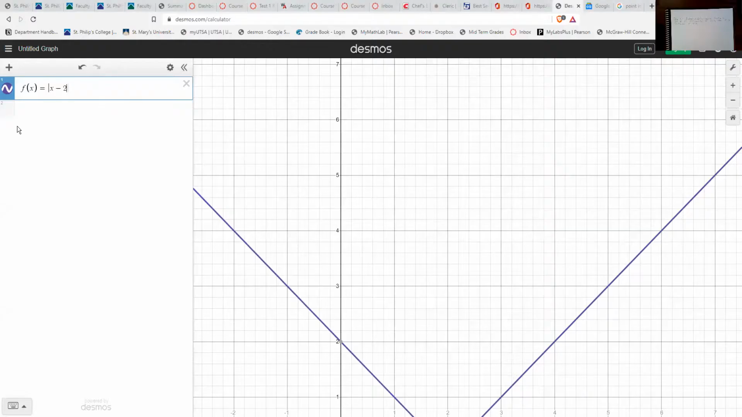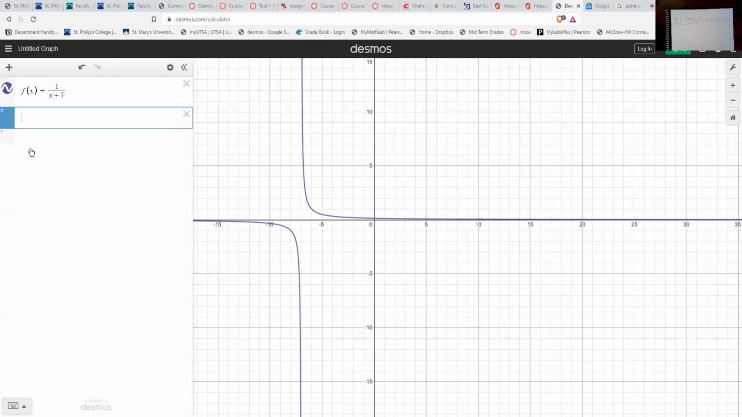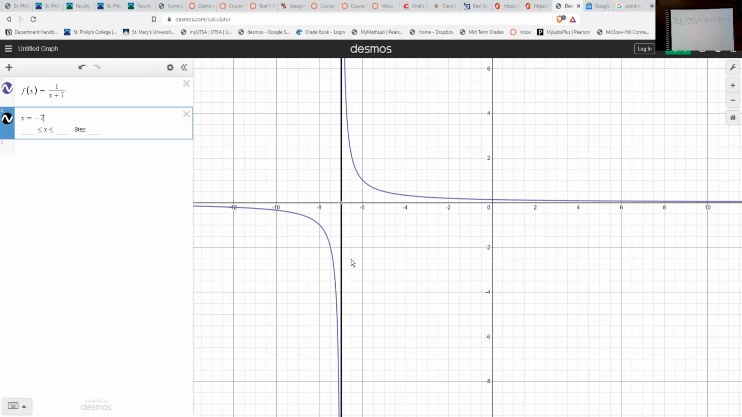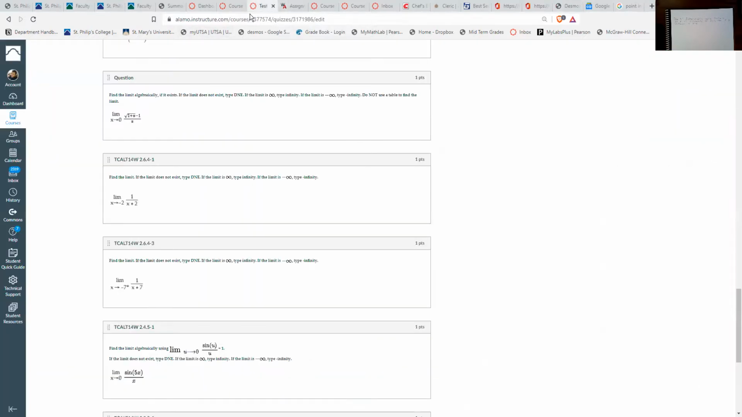Okay, so it was 1 over x plus 7, right? Yes. Okay, so I'm going to mark x equals -7, so it's more obvious to everybody. So that's the asymptote, right? The limit from the right is going to infinity, and the limit from the left is going to -infinity. So the limit does not exist because they're different.